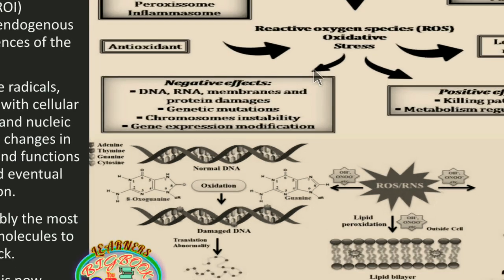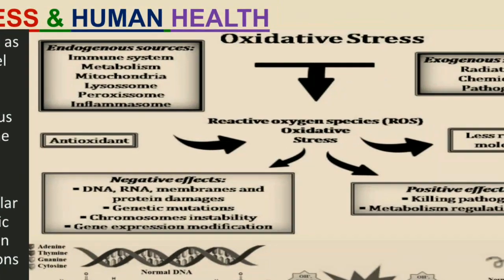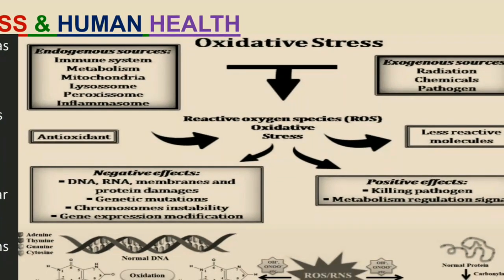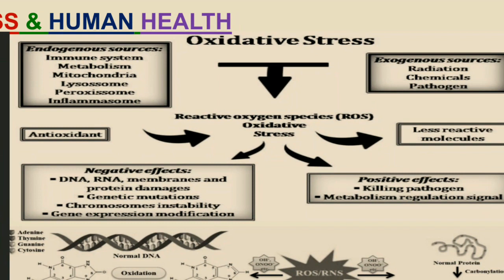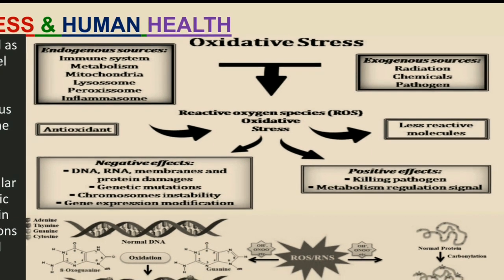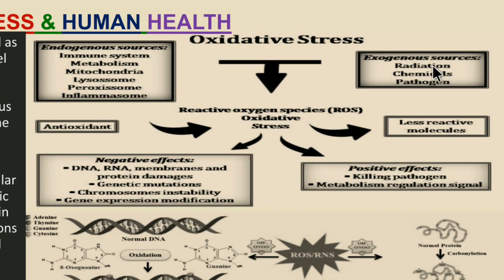Now, when you consider the oxidative stress diagram, you can come across two types of sources, endogenous and exogenous. Endogenous, we have studied, can be because of mitochondria, metabolism, lysosomes, peroxisomes, inflammasomes, and the immune system. We also came across exogenous sources: radiation, chemicals, and pathogens.